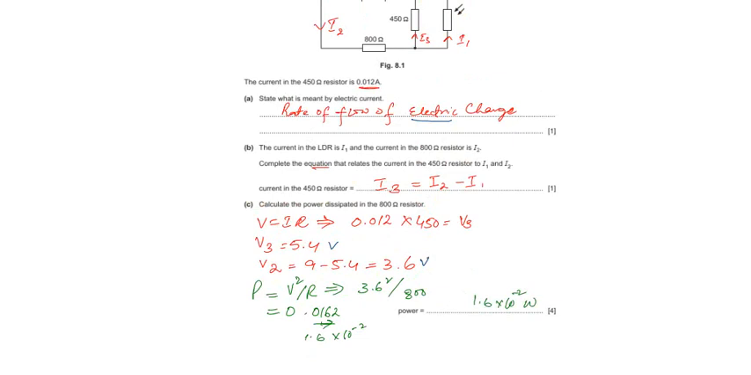So why wait? P equals V square over R. P equals V square over R means 3.6 square over 800. We will get the power dissipation across the 800 ohm resistor, which is 0.0162 watt. So by using significant figures, it will be 1.6 into 10 power minus 2 watt.